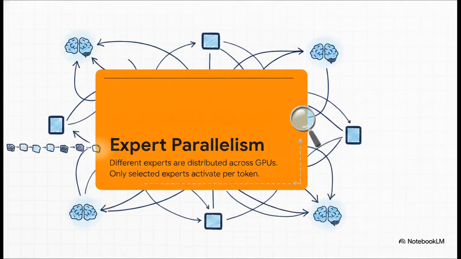But what if we're using a mixture of experts, or MOE model? Then we use expert parallelism. This is such a brilliant shortcut. The different experts are distributed across different GPUs. So instead of waking up the whole neural network for every single word, only the selected required experts are activated per token. This drastically, and I mean drastically, reduces our compute costs.